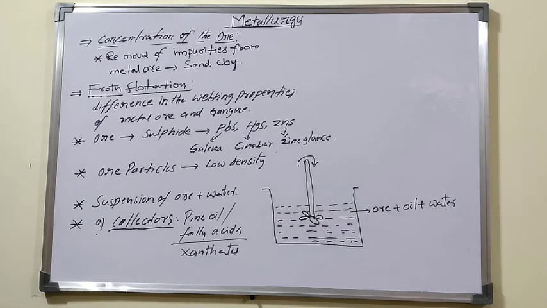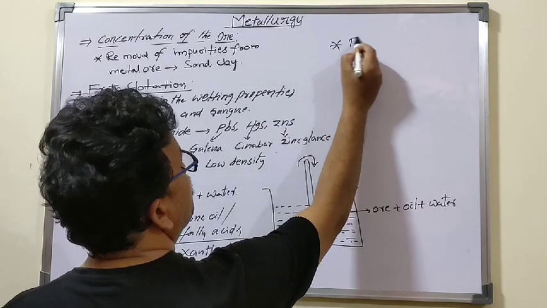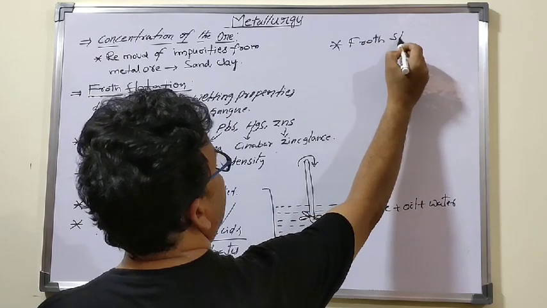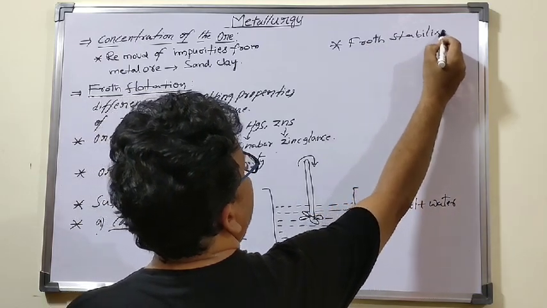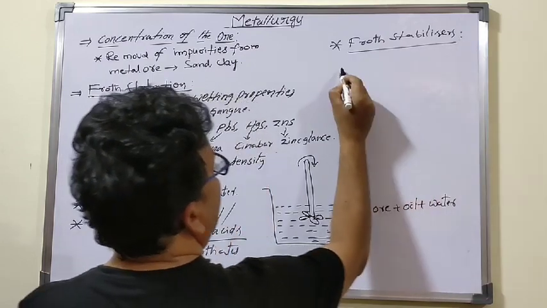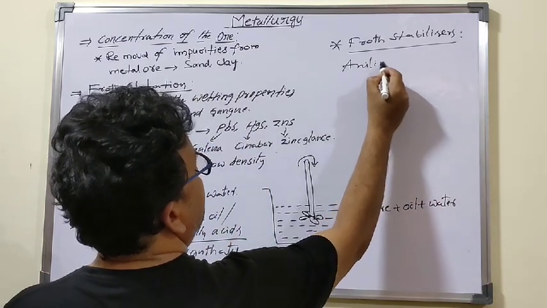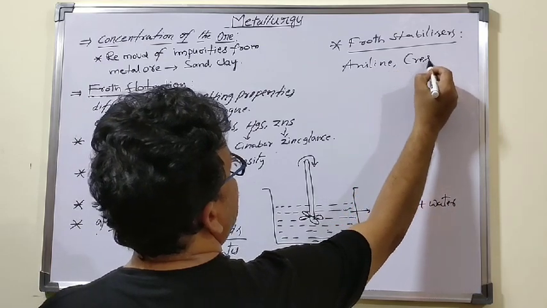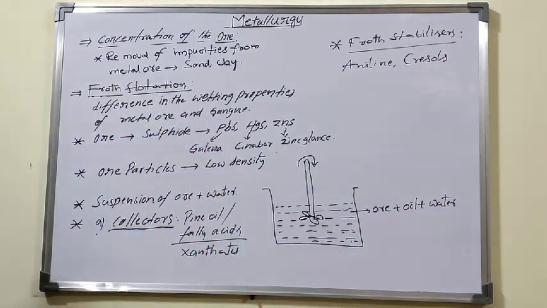What are the chemicals used in this method? Pine oil or olive oil or camphor oil, fatty acids, xanthates. And froth stabilizers we are using are aniline and cresols. Aniline is nothing but an amine, and cresols. So this can make the method perfect.